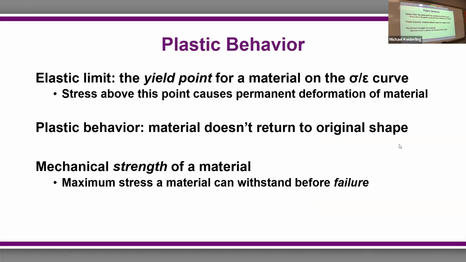The other thing is the plastic behavior is when you reach the limit. The elastic limit is the point, the yield point for a material on the stress strain curve. And stress above this point causes a permanent deformation of the material. And if you look at a stress strain curve, what you'll see is it stops being straight. And the material doesn't return to the original shape. And the mechanical strength of a material is the maximum stress a material can withstand before it fails.